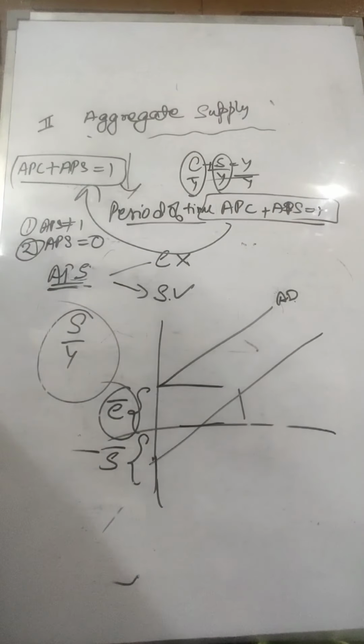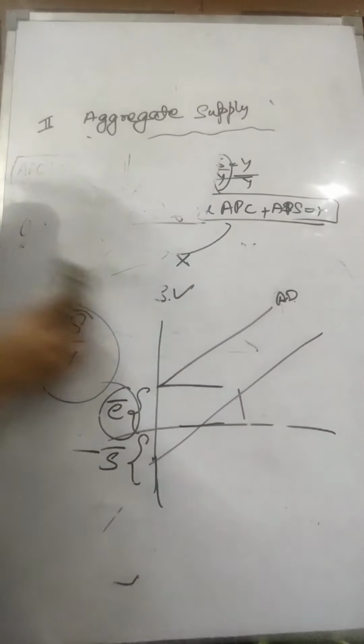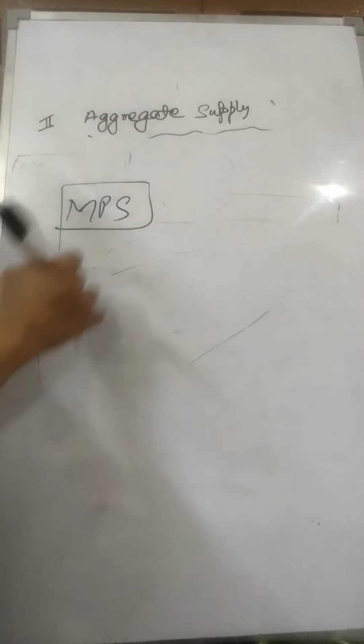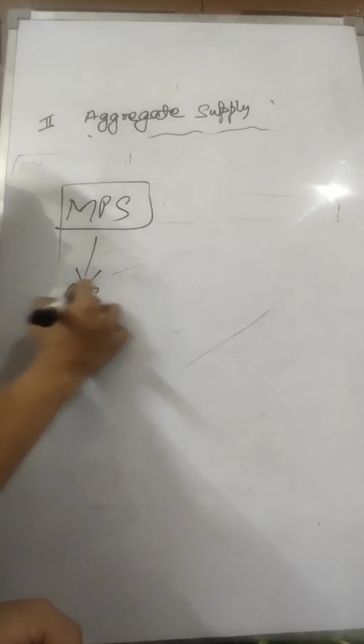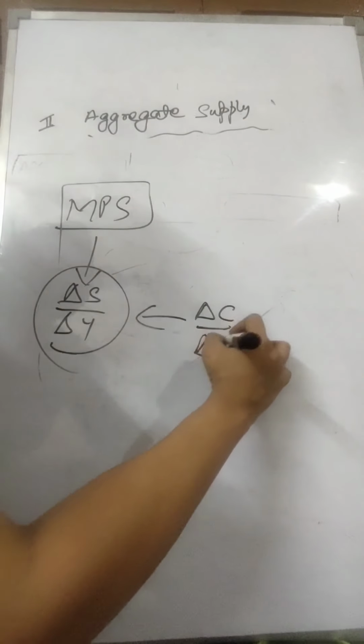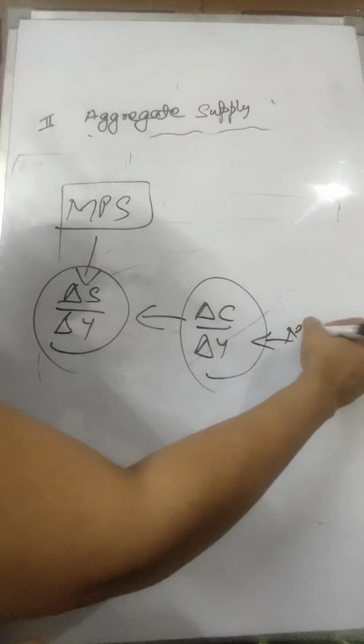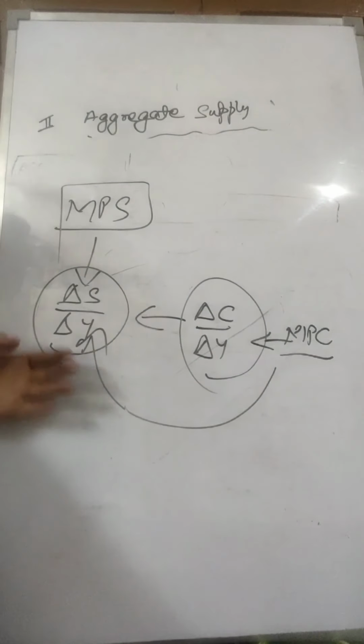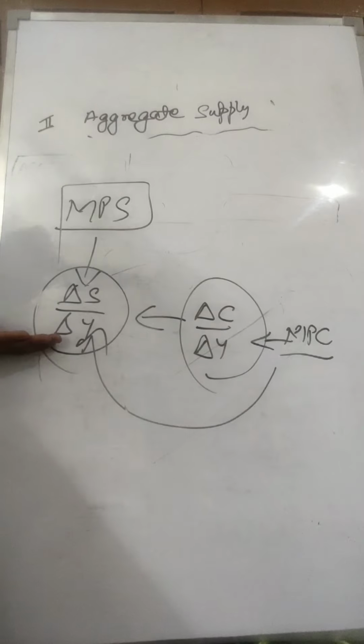Now, coming to marginal propensity to save, that is MPS. MPS has a formula also, and what does it indicate? That is the change in your savings with the change in your income, that is delta S by delta Y. Again, as we have done with delta C by delta Y, that is our MPC. So similar is our formula for MPS also: change in savings with change in income.